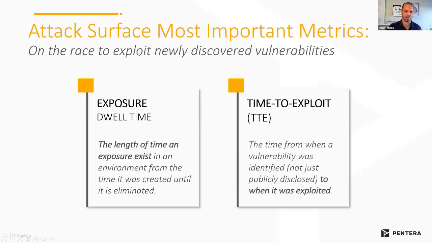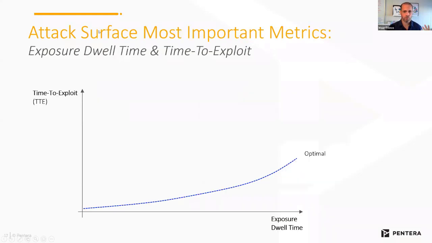Let's continue. Second is the time to exploit. The time the adversary has from when a vulnerability was identified, whether publicly disclosed or not, to when it was actually exploited by the adversary. And for that, I want to walk you through a diagram of why I think these two indicators, these metrics, are critical for us to start evaluating when we think about the exploitable attack surface.